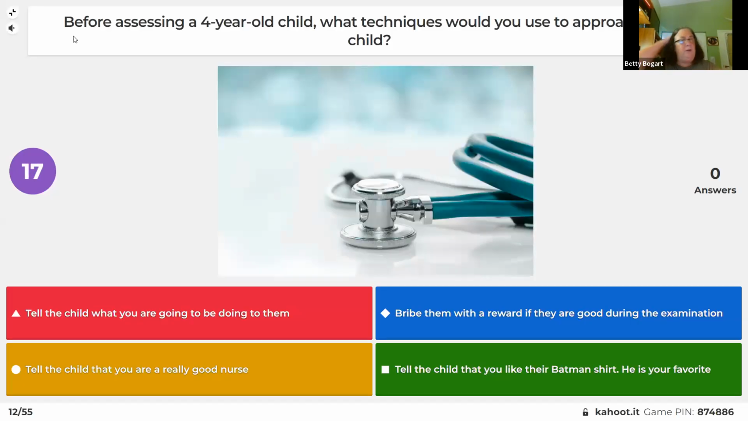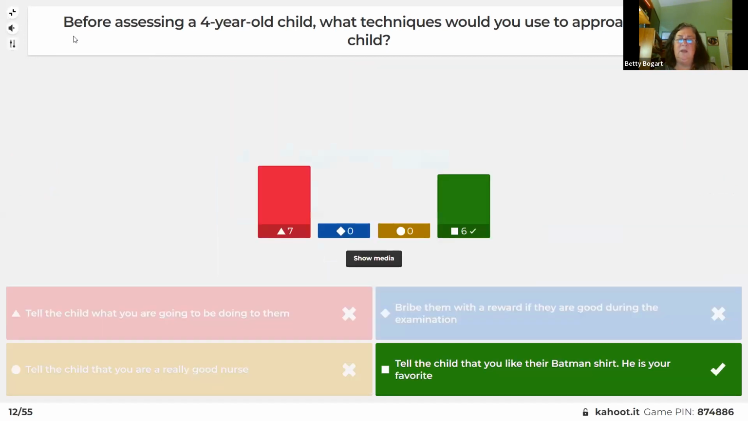Now, this child's 4 years old. They're smarter, they're more alert, they're aware of their surroundings. They know that nurses come in and have been giving them shots. All they do is things that hurt. And the best thing is to take the attention away from what's going on, okay? Don't tell them what's going on, rewards, it's not really needed.